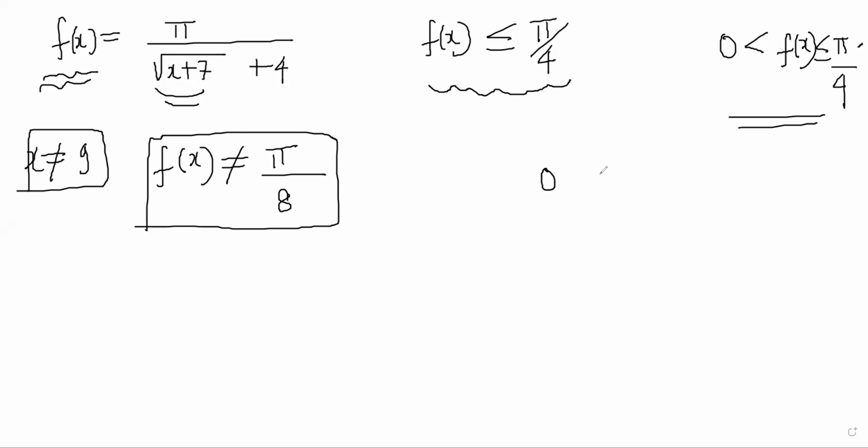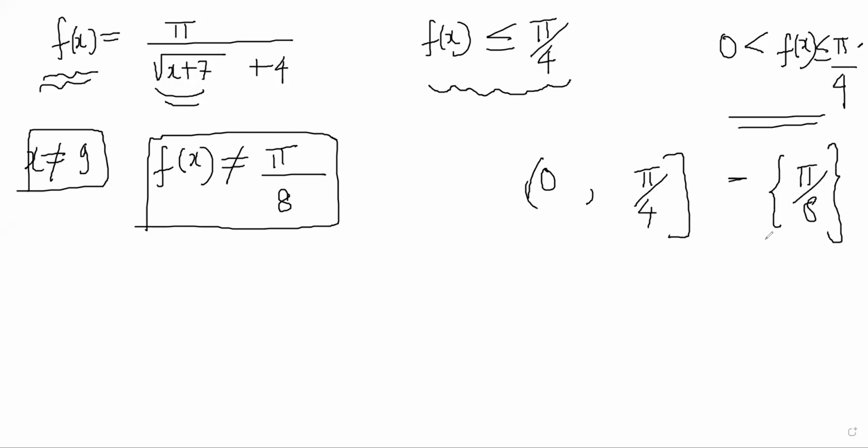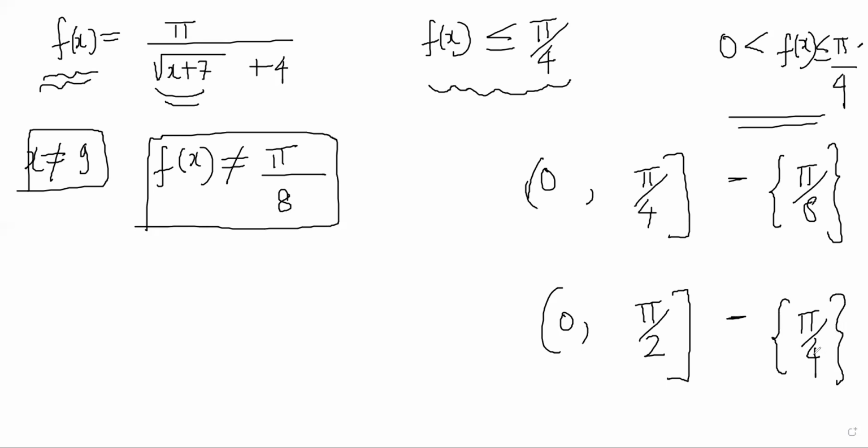Basically, the f(x) value is from 0 to pi by 4, minus pi by 8. So 2 times f(x) will go from 0 to pi by 2, and you will have to exclude pi by 4. 2f(x) can never be pi by 4, because f(x) can never be pi by 8, right?